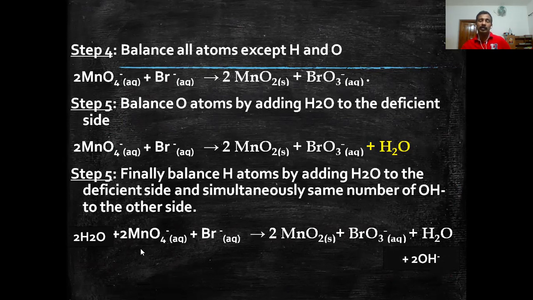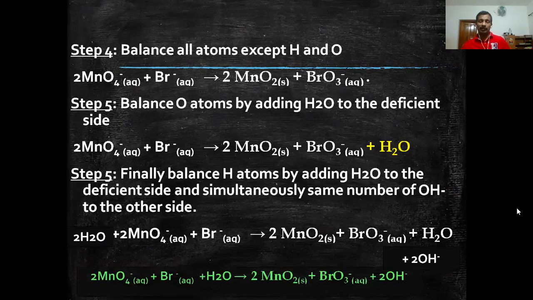8 plus 2, 10. Here 2 into 2, 4, plus 3, 7, plus 1, 8, plus 2, 10. Oxygen also balanced. Charge, you can check the charge. 2 minus, 1 more minus, total 3 negative. Minus 2 minus 3 negative. Here 3 negative, here also 3 negative. So this equation is balanced.